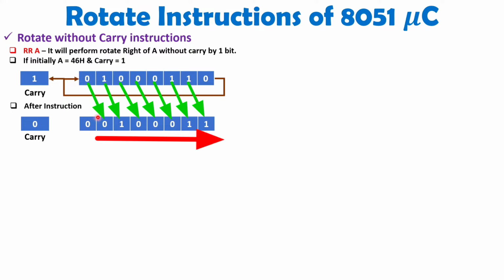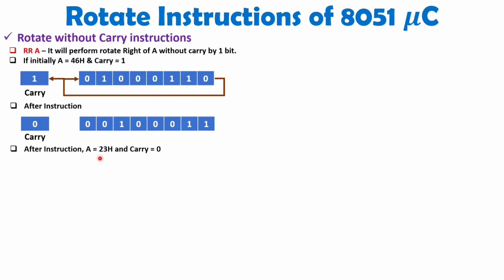You can observe this 0 is coming here, this 1 is coming here, this 0, 0, 0, that is how it is shifted by 1 bit towards the right side, and this 1 and this 1 are also getting shifted towards the right side. So rotate right means this bit will be rotated over here and will also go inside carry, and all the bits will get shifted by 1 bit towards the right side. So after execution carry will be 0 and the accumulator will be 0010 means 2 and 0011 means 3. So 23 hex will be the accumulator after RR A.